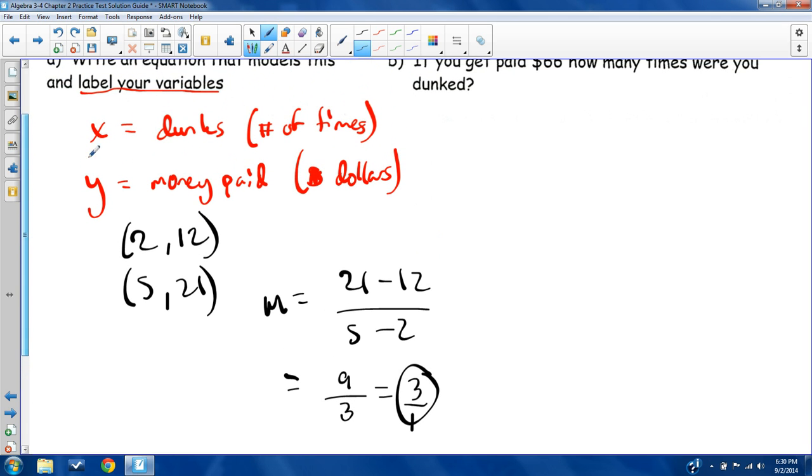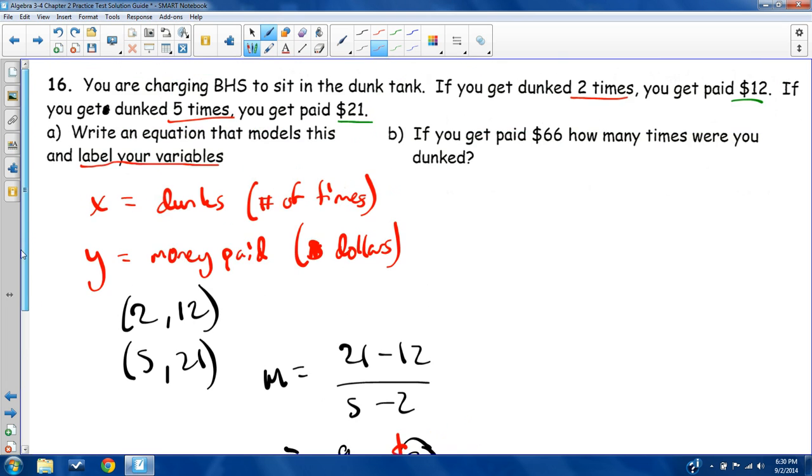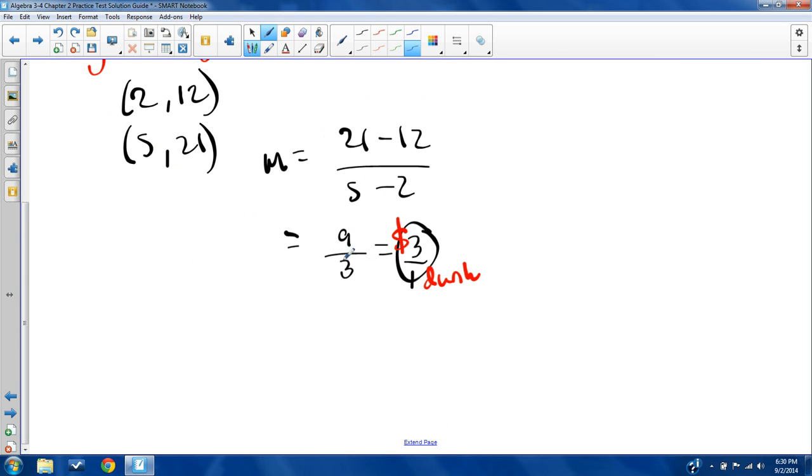What did my y values represent? Money paid. So 3 is $3. It doesn't mean you get paid $3. It means you get paid $3 per every what? Number of times dunked. $3 per 1 dunk. Okay? All right, let's do this. So that's my slope. That's my m.